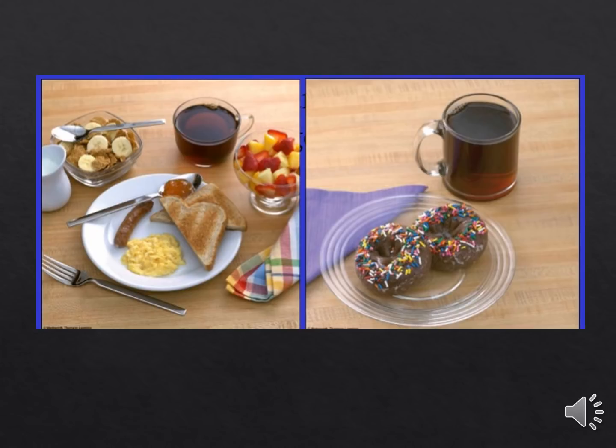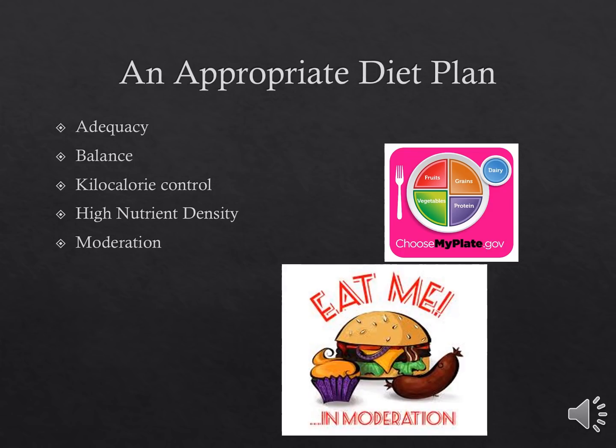So the milk is nutrient dense in terms of calcium compared to meat, but the meat is nutrient dense for iron compared to milk. So we can talk about adequacy and balance and kilocalorie control, but an appropriate diet plan is also about moderation, and that is something that can be difficult for people. Moderation contributes to all of those above factors.